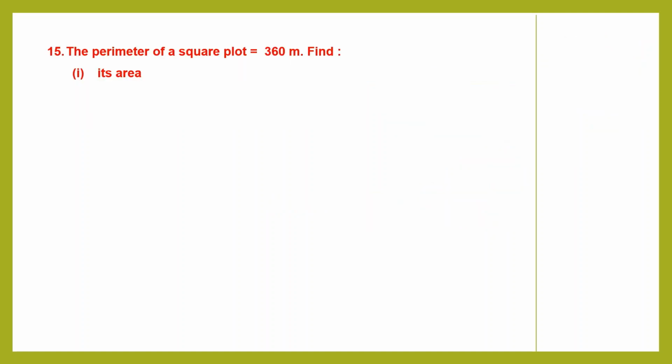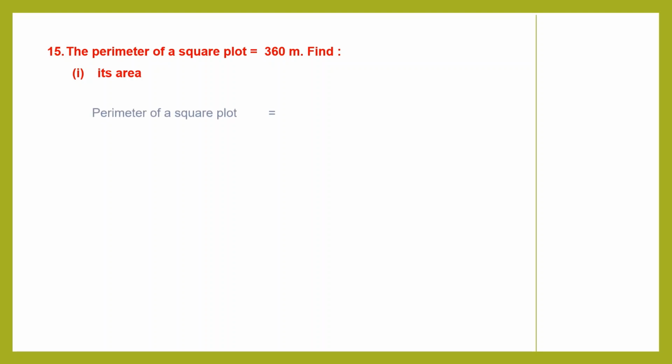Question 15. The perimeter of a square plot is given and we are asked to find its area. Now to find the area of a square, the formula is side square or side into side. That means we need to know the value of its side. But here the value of side is not given. We've only been given the perimeter. So with the help of that, we are going to first find the value of the side.